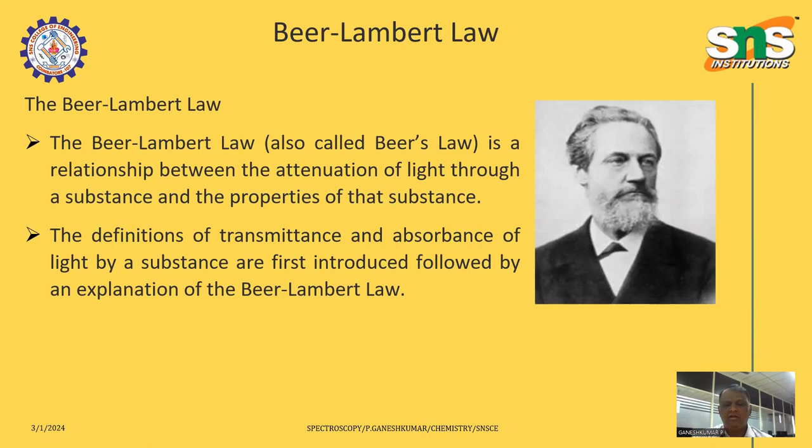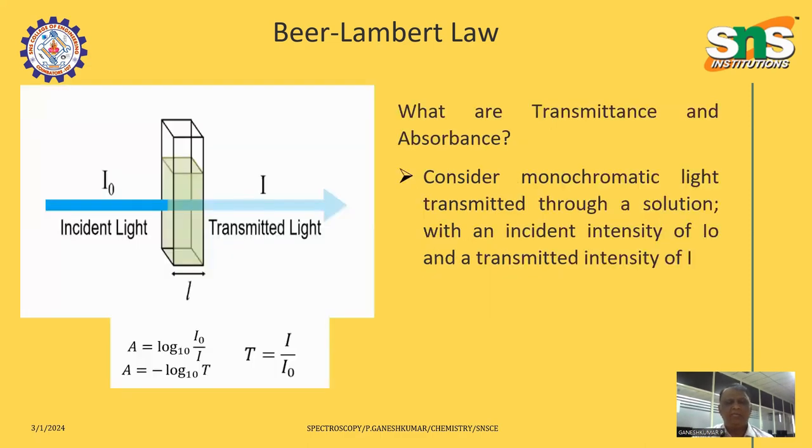The Beer-Lambert's law, which we also call Beer's law, is a relationship between attenuation of light through a substance and the property of the substance. The definitions of transmission and absorption of light by a substance are first introduced through this law. Consider a cuvette which contains some liquid substance, and the incident light is represented as I naught, and the transmitted light is I.